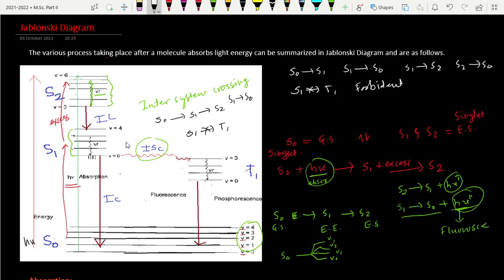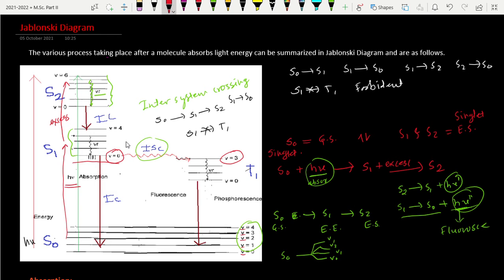So here the transition is actually happening. Why could this happen? Because of the energy levels of this excited state. You can see here the vibrational energy level of this S1, right, and this higher vibrational energy level in the triplet state. Both the energy levels are equal.